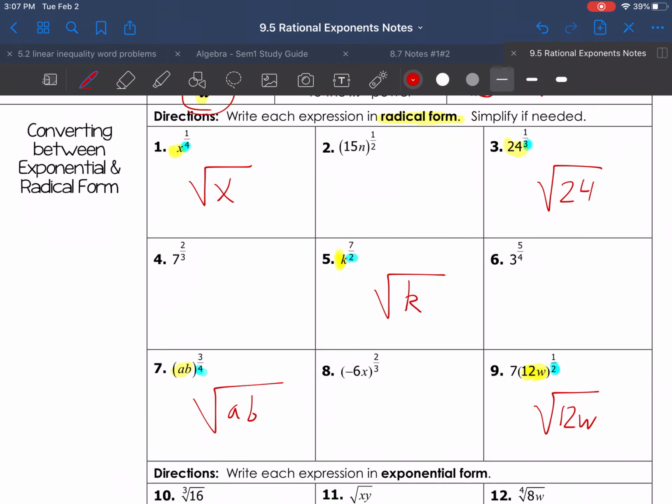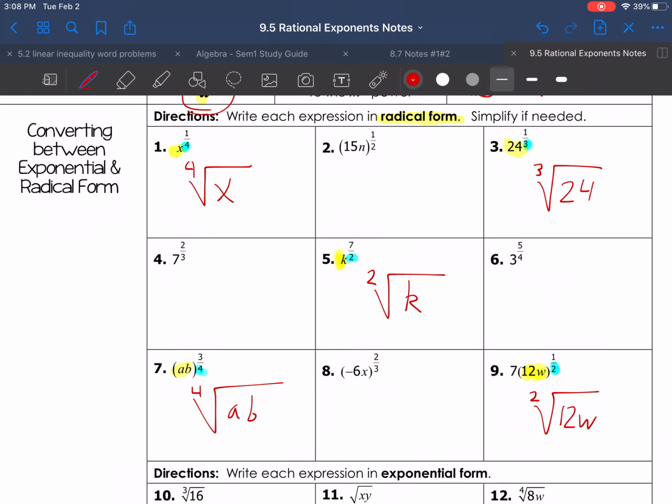What I'm going to do with all those denominators that I just highlighted is put them on the outside as a root. So there's a 4th root here. There's a cube root here. This is just a square root. There's a 4th root here. And this is a square root as well, right? So you guys see how I took all those blue highlighted denominators and I put them outside.